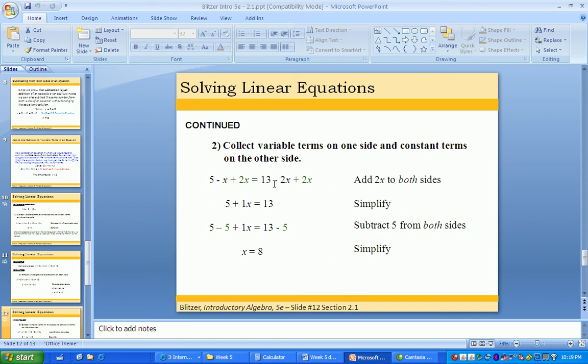Now we want to get rid of the constant on the left and bring it to the right. The way we get rid of 5 on the left is by subtracting 5 on both sides. If we do that, we get x is equal to 8. I'm going to stop, running out of time, and I'll continue the lesson in the next video.